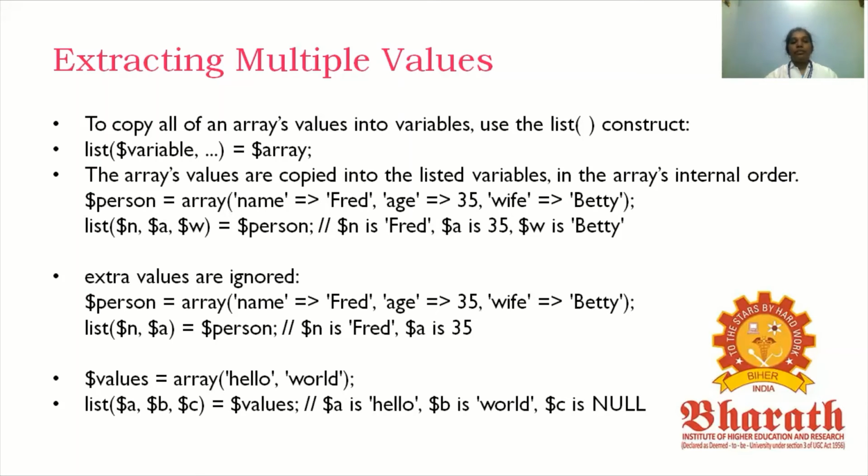Suppose I have given more variables than the array has values. See in this example, the array contains only 2 elements, hello and world. But in the list we have given 3 variables, A, B and C. So the first element of the array, hello, will be stored in A, and the second element will be in B. The third one is a null value, so C stores the null value. So $c is null.